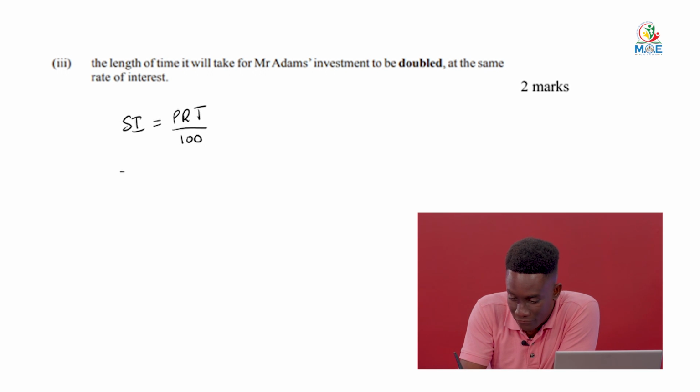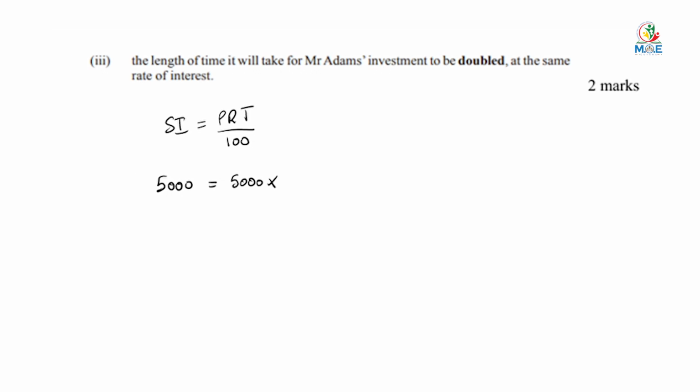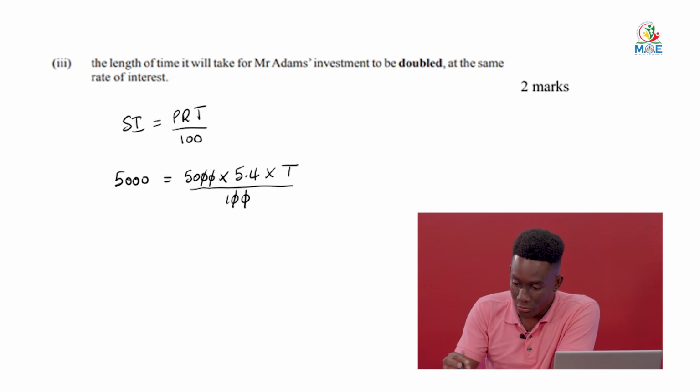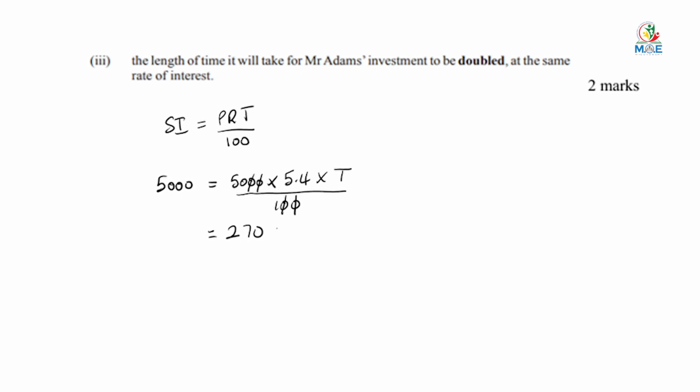So 5,000 is equal to the principal, which is the money that he invested, 5,000, multiplied by the rate, which is 5.4, multiplied by the time. We want to find the length of time. This will be divided by 100. So this 0 cancels with that 0, and this 0 cancels with that 0. So 50 times 5.4 gives us 270, multiplied by time T is equal to 5,000. So time would be equal to 5,000 divided by 270, since the 270 is multiplying and when we take it over, we divide. Hence, time would be equal to 18.5185.